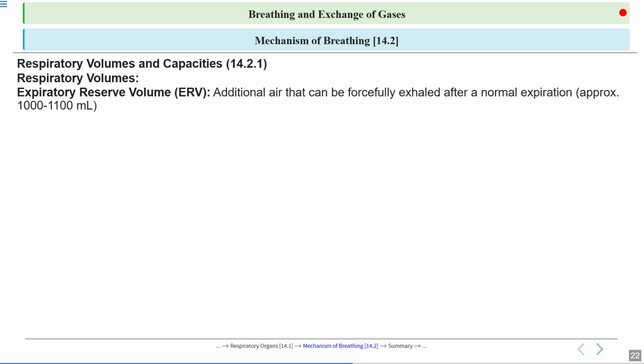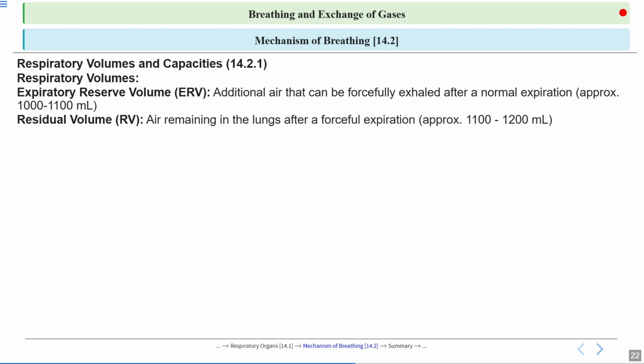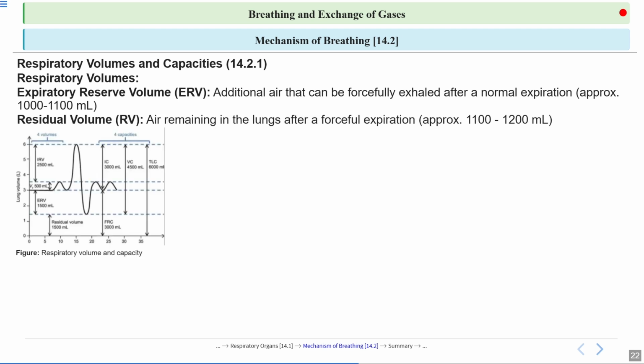Okay, so let's talk about expiratory reserve volume. This is additional air that can be forcefully exhaled after a normal expiration. This is approximately 1000 to 1100 ml. What is residual volume? The air remaining in the lungs after a forceful expiration. This is 1100 to 1200 ml. So even if you are forcefully expiring the air, even after forceful expiration, still some air remains in the lungs. This is known as residual volume.